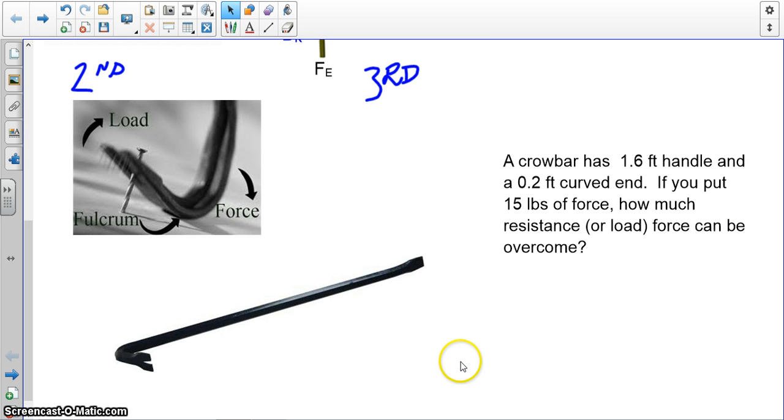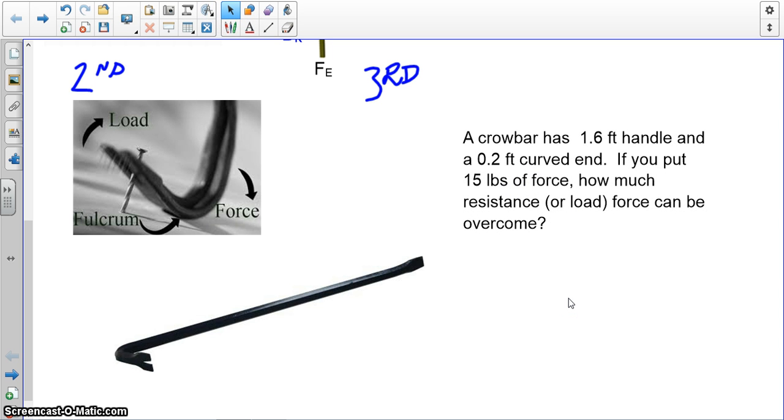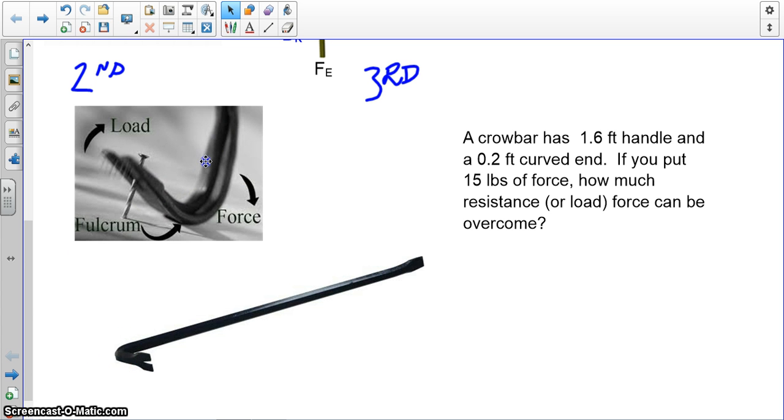So let's do an example of calculation you might do. You have a crowbar, which is a first class lever. So the fulcrum is right here. You can see a couple different pictures I found on the internet. Fulcrum is where it's curved, and then the effort distance is this.